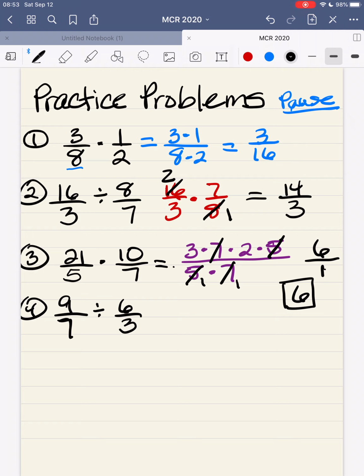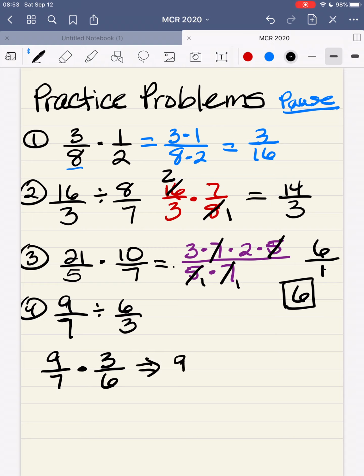Okay, now we have 9 over 7 divided by 6 over 3. I'm going to keep change flip first. So 9 over 7 times 3 over 6. Sorry, I think I said multiplication instead of division. Okay, now it's set up as a multiplication problem. I did my keep change flip.